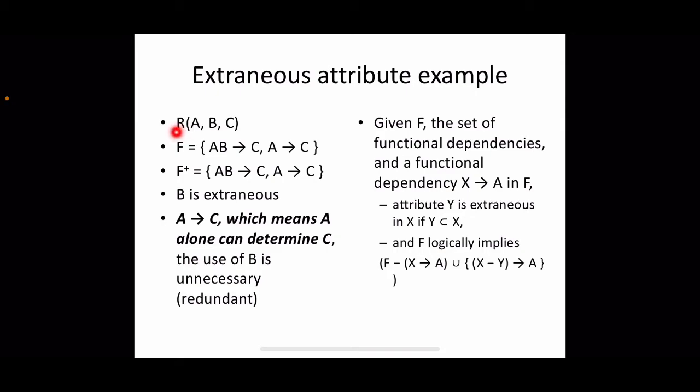You can see a simple example for this extraneous attributes. Suppose we have a relation R with attributes A, B and C and we are given the functional dependency set as AB determines C and A determines C. If we analyze this without finding the closure itself, we can see that A alone determines C, right? And we have another dependency AB determines C. So actually B is extraneous, B is actually redundant. A is enough to determine C. So we can say that B is extraneous.